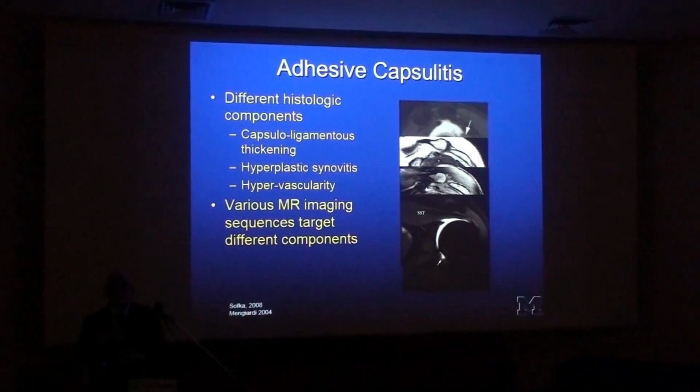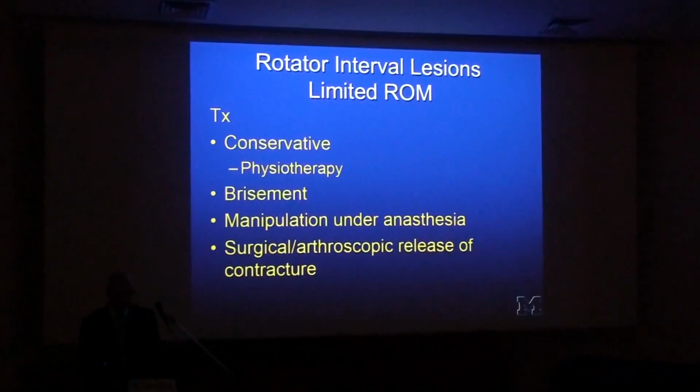This could also affect the bicipital groove and the bicipital tendon sheath. When it comes to adhesive capsulitis and treatment, first, it's conservative, it's physiotherapy. If this doesn't help, we can attempt a Brisement procedure. It's an arthrogram. We inject into the joint, attempting to rupture the capsular ligaments.